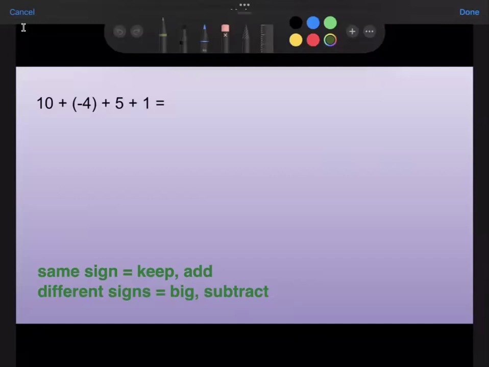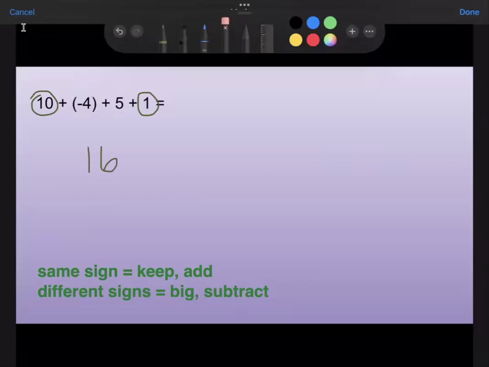Okay, here's our next example. So again, I'm going to group together the ones that have the same sign. In this case, that would be positive. I have 10, 5, and 1 that are all positive. So if I go ahead and add those together, that gives me 16.